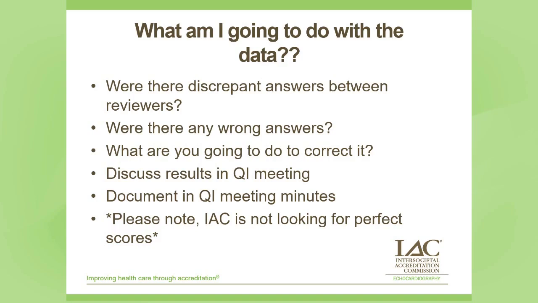What you should do, though, is definitely discuss these results in a QI meeting. Document all of these findings and the plan for process improvement in your meeting minutes and keep them on file. And it is important to note that the IAC doesn't look at your QI tool stuff. We don't care what your scores are. We're happy that you're using it. We're happy that you're taking the time to identify things that can be improved. We don't hold anything against you with your scores. Nothing goes into that. This is purely for your facility to improve.